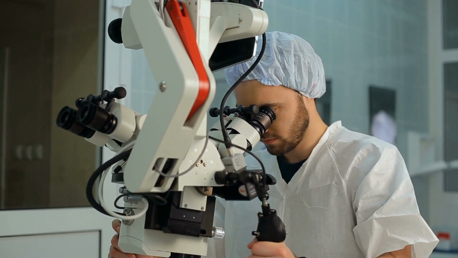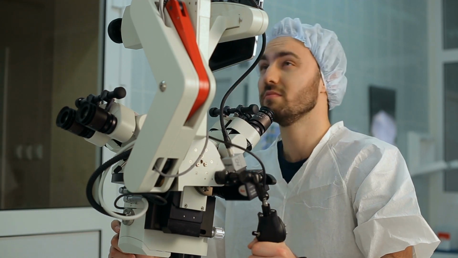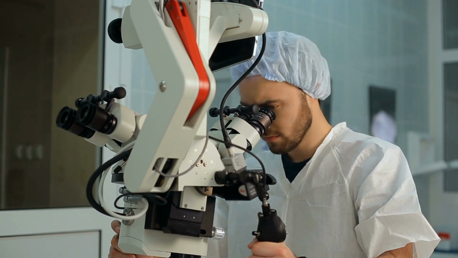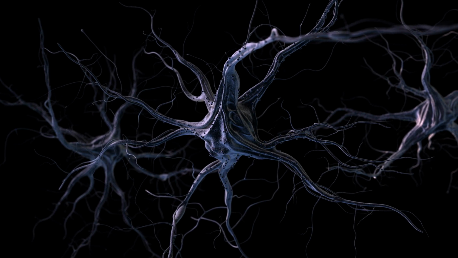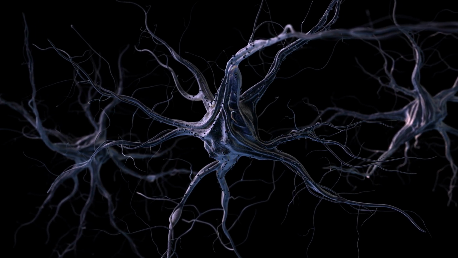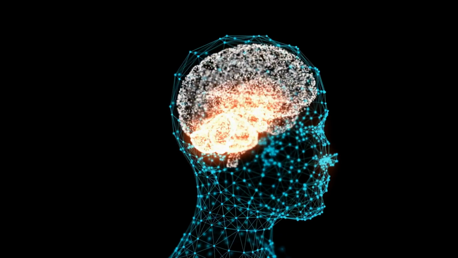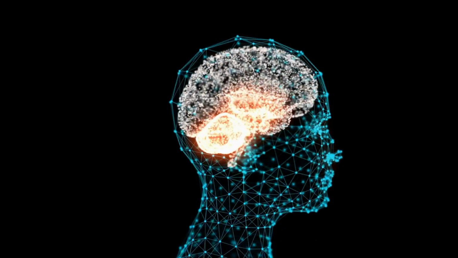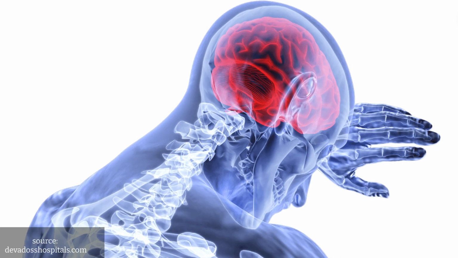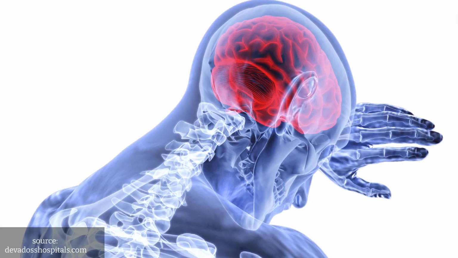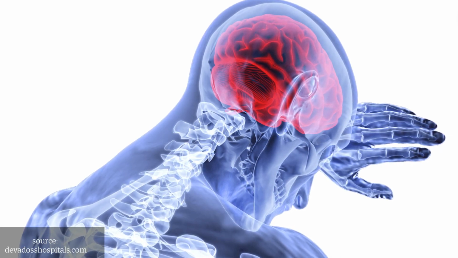Another potential application of neuromorphic computing is in the field of neuroscience research. By simulating the behavior of neural networks in the brain, researchers could gain new insights into how the brain works and how it processes and analyzes information. This could lead to new treatments for neurological disorders and other conditions that affect the brain.